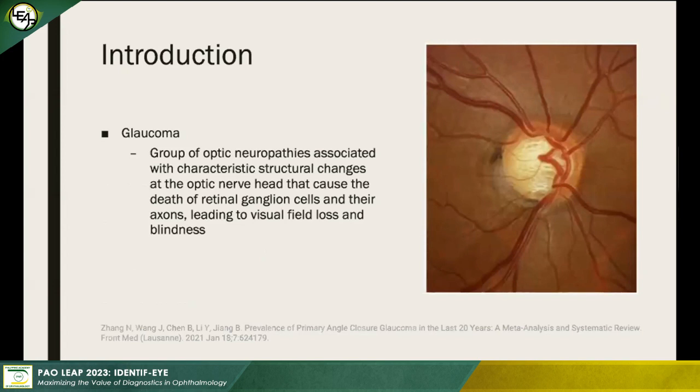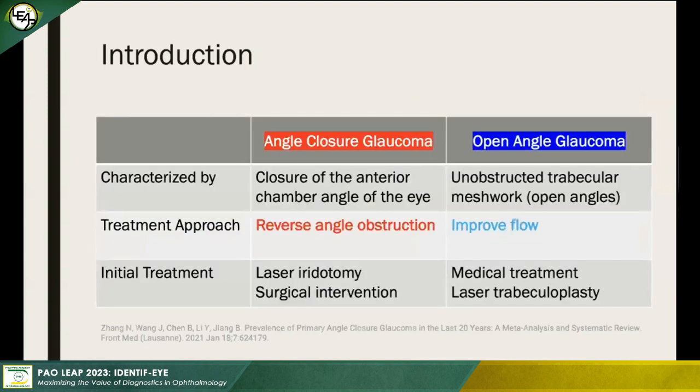It's a group of neuropathies associated with structural changes at the optic nerve, causing field changes and blindness. Notice how the definition does not include any description of the angles or intraocular pressure. And I've always found this just a bit peculiar considering how much of our glaucoma treatment is focused with addressing the angles. In fact, the angles are so crucial to the management of glaucoma because often the initial treatment is dictated by the status of the angles.